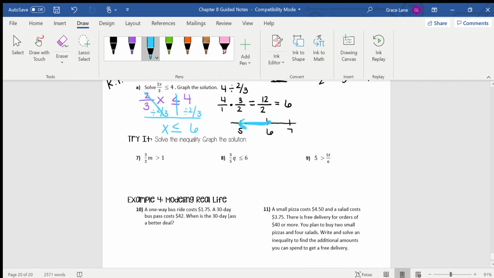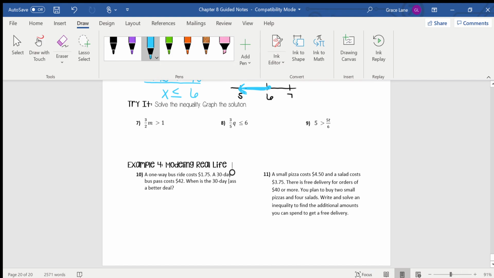Okay, so practice, really I think the only one that needs to be rewritten is number 9, but try dividing fractions now.